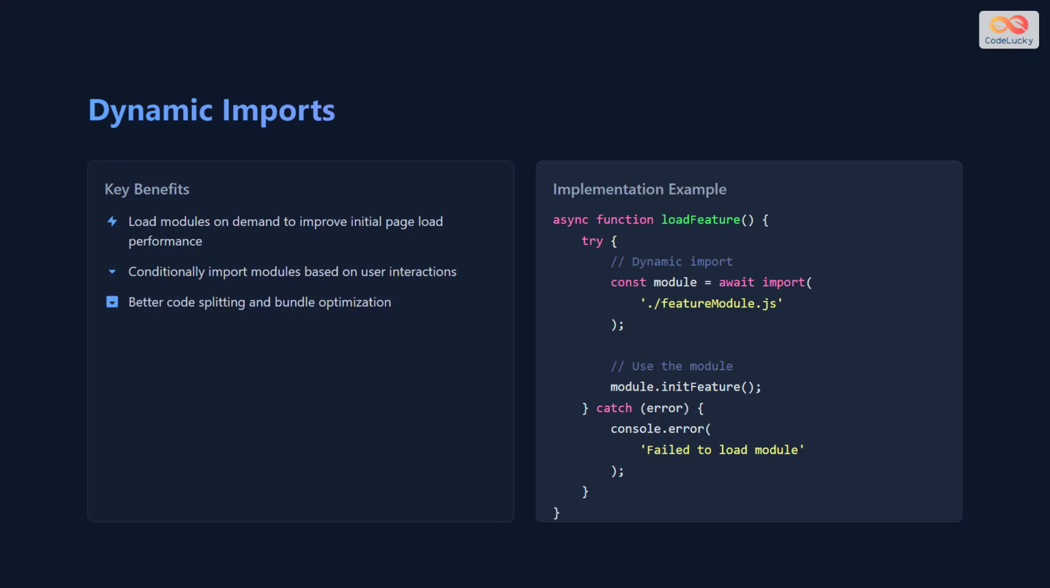For example, an async function can be used to import a module, and it uses the await keyword with the import keyword. Inside a try-catch block, the module is imported from the path feature module.js. After successful import, a function named init feature is called using the imported module. If the import fails, an error message is shown in the console.